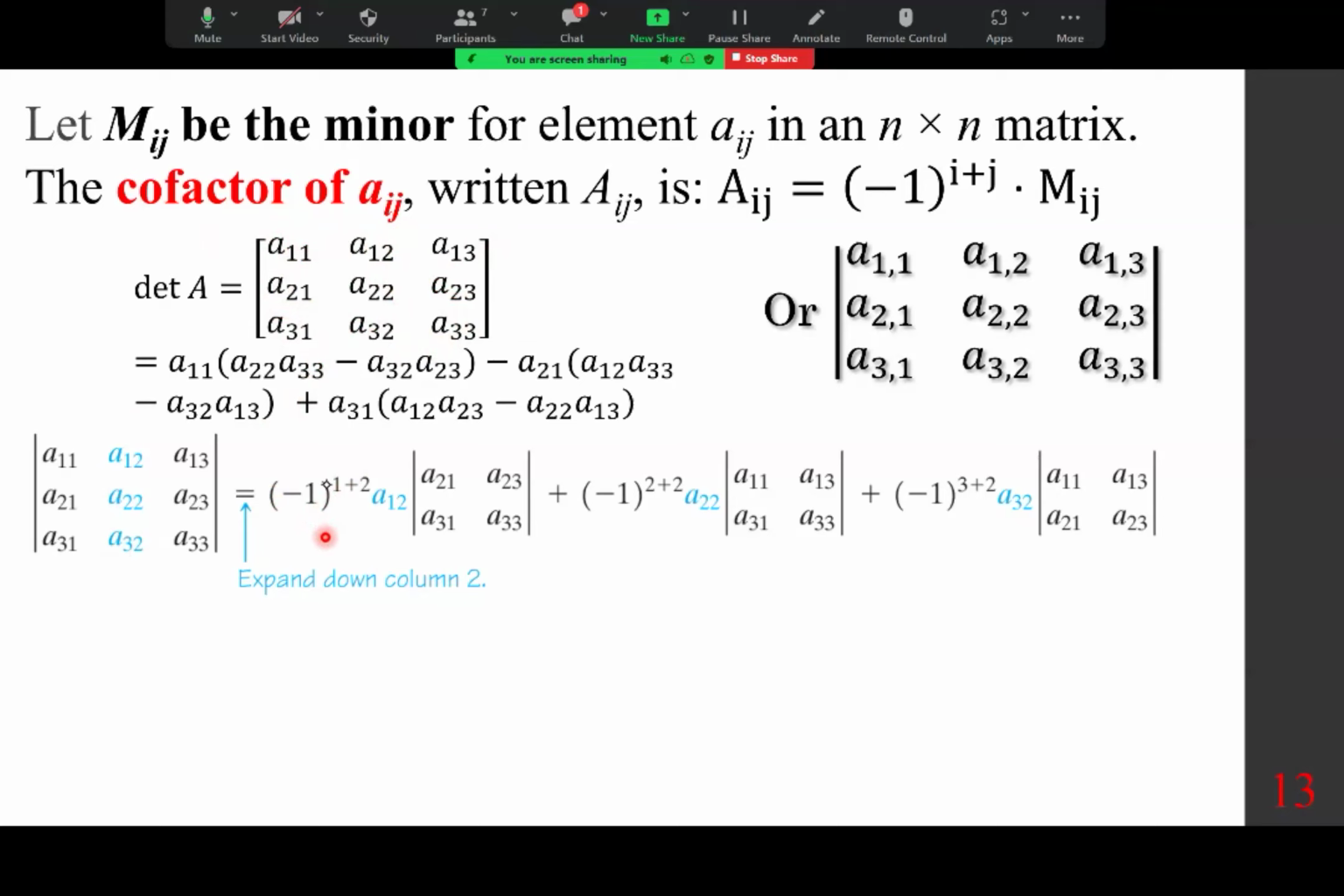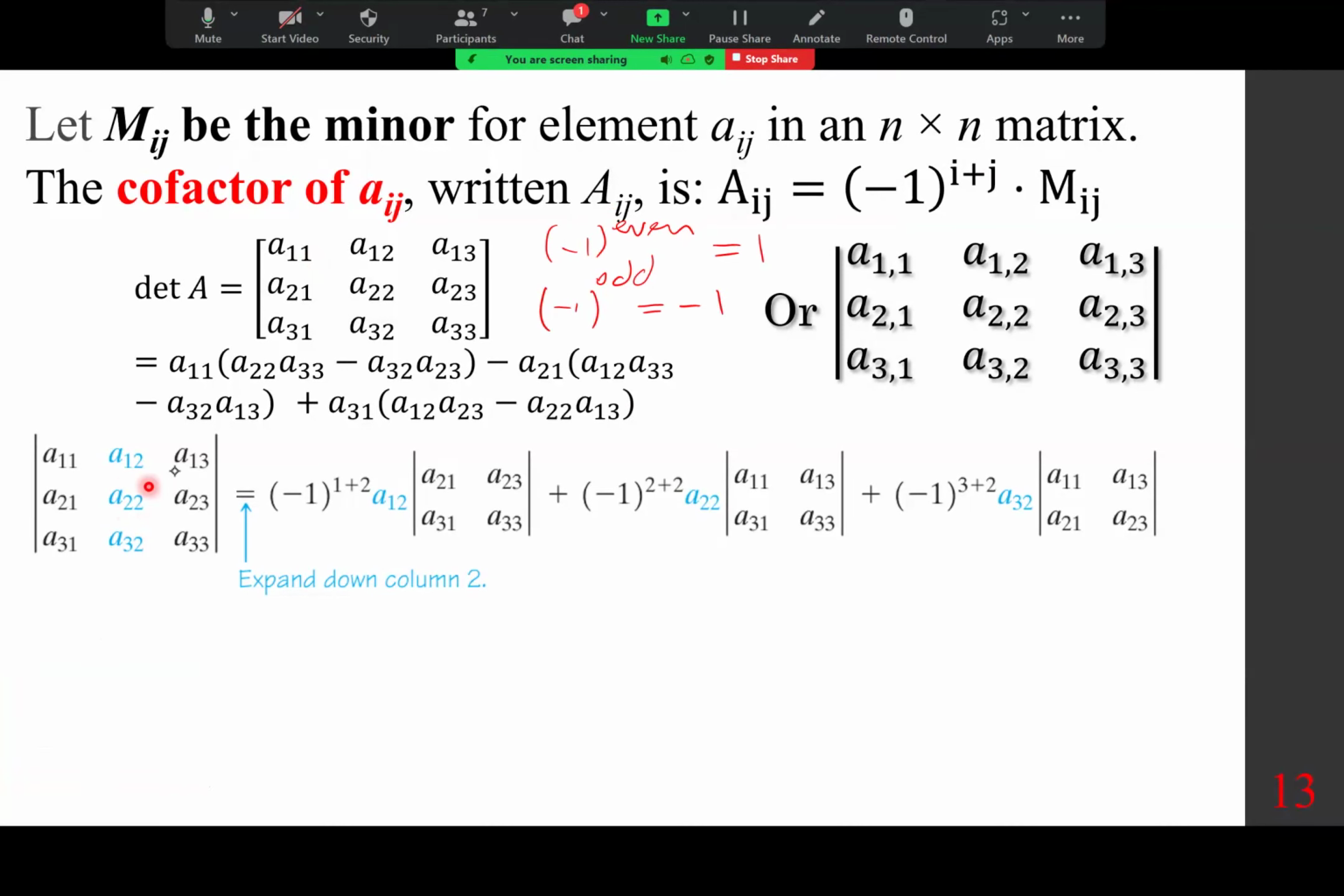This is -1. But how do you arrive at it? This is -1 to the power of i plus j. If you look at the first one, A11, 1 plus 1 is 2, and -1 to the power of 2 is 1. So this is either positive or negative. When the sum of these two numbers is even, -1 to the power of even is +1. When you raise it to the power of odd, it is -1.